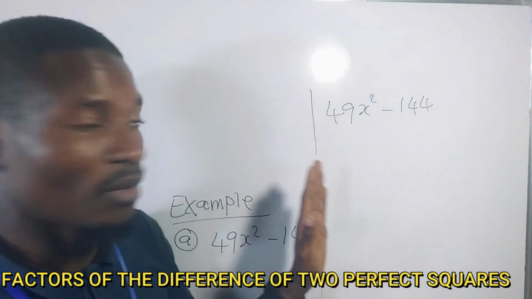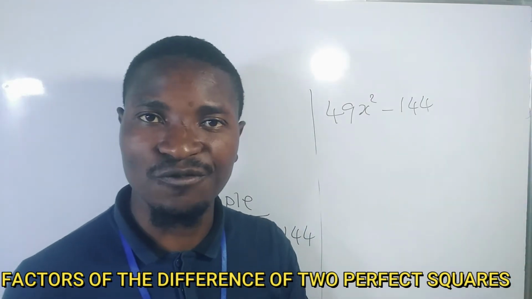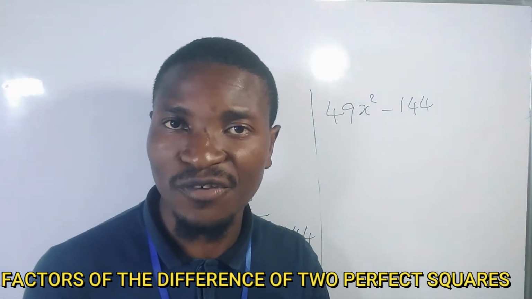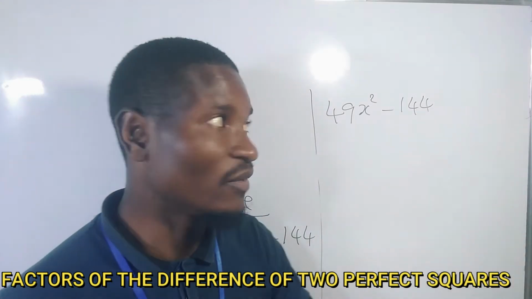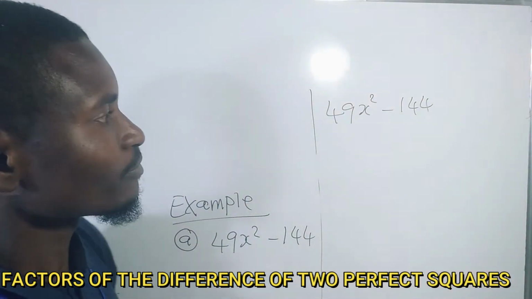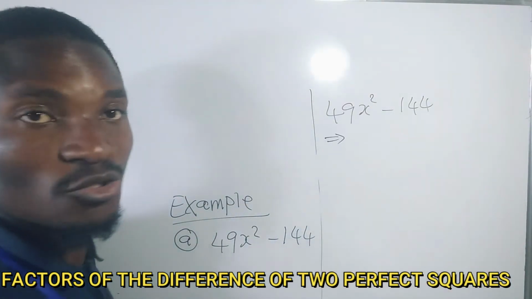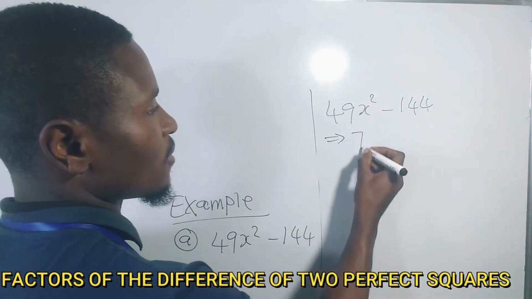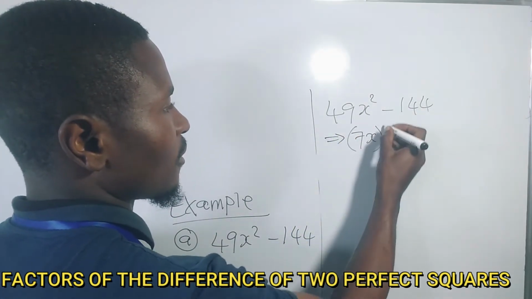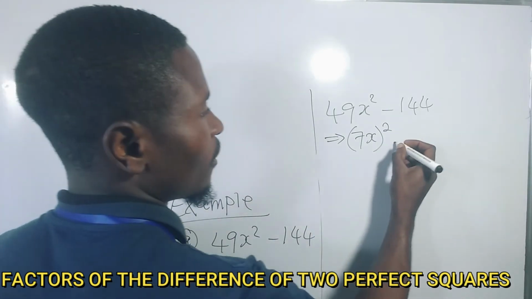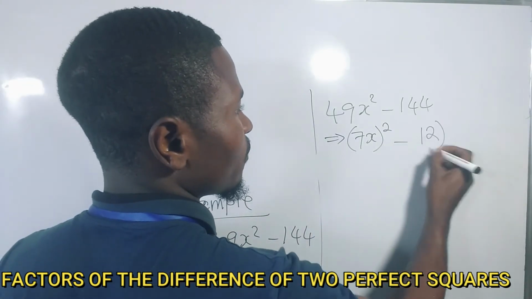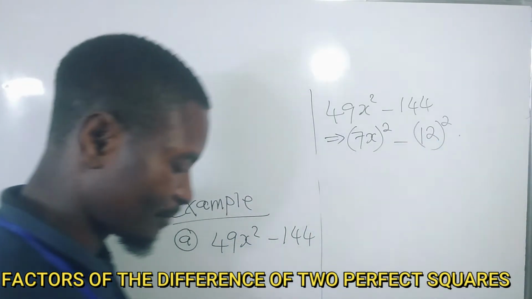Okay, so that's a key concept to understand the difference of two perfect squares. What this is going to be is that I'm going to say 7x, and then you square, and then also 12, and then you square.